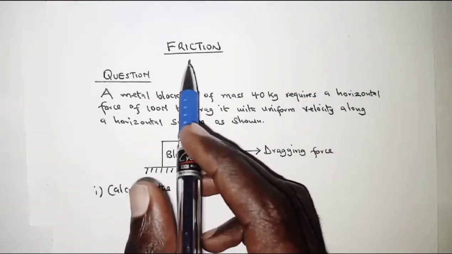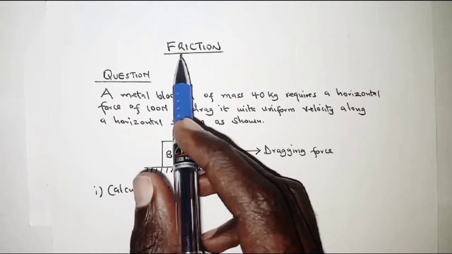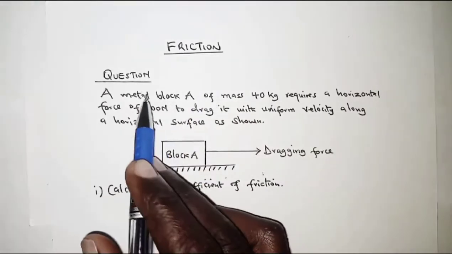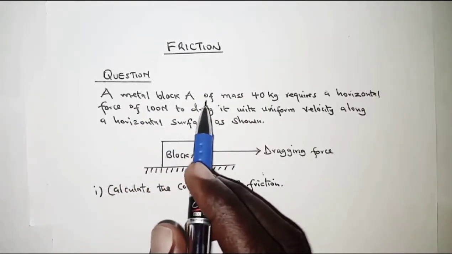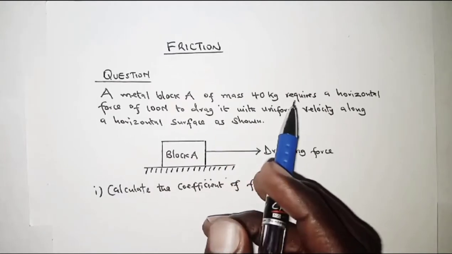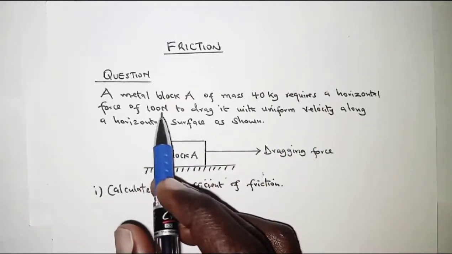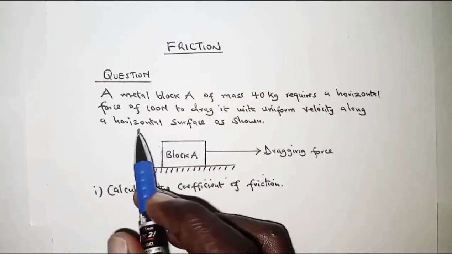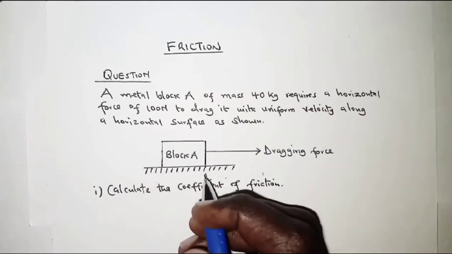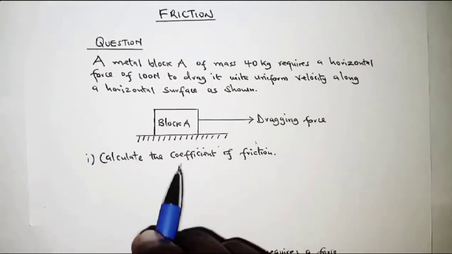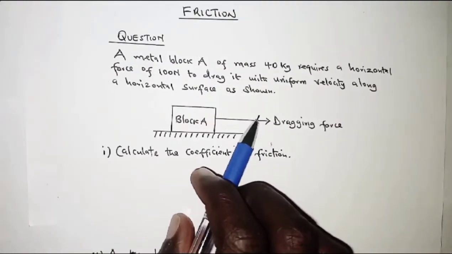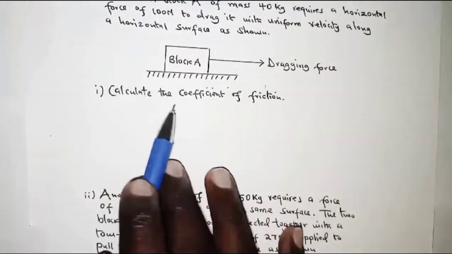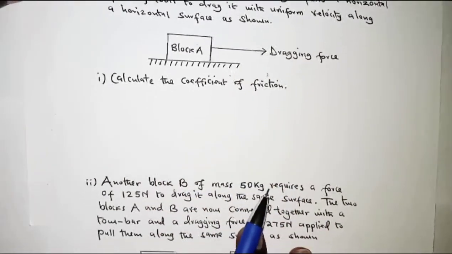Welcome. The topic today is on physics and we have friction. The question reads: a metal block A of mass 40 kilograms requires a horizontal force of 100 newtons to drag it with uniform velocity along a horizontal surface as shown. So we have the diagram, we have block A and a dragging force. Roman 1, calculate the coefficient of friction.